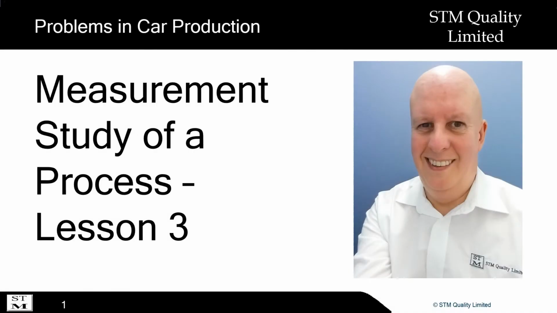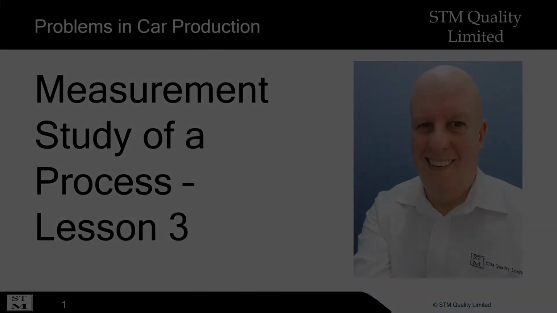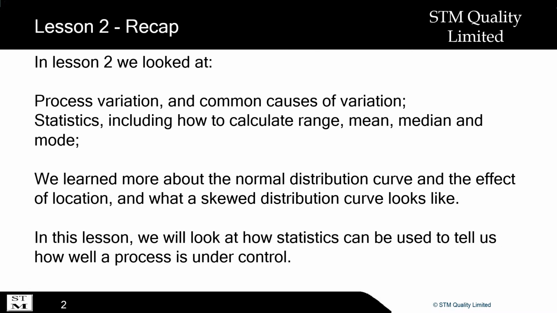Welcome to Measurement Study of a Process, Lesson 3. In Lesson 2, we looked at process variation and common causes of variation, statistics, including how to calculate range, mean, median and mode. We learned more about the normal distribution curve under the effect of location and what a skewed distribution curve looks like. In this lesson, we will look at how statistics can be used to tell us how well a process is under control.